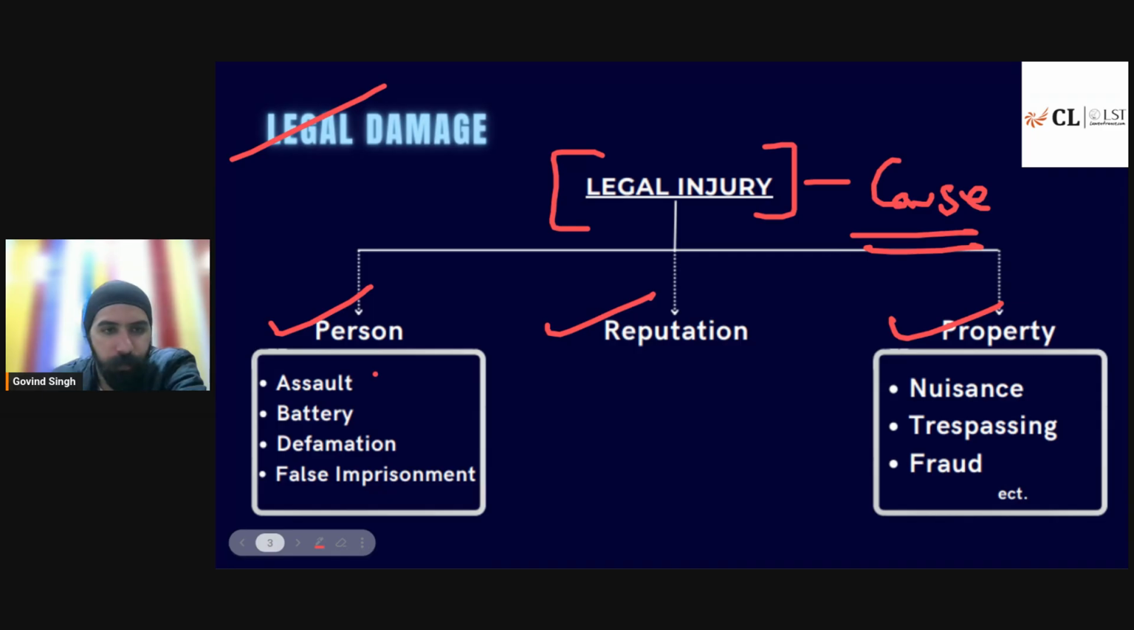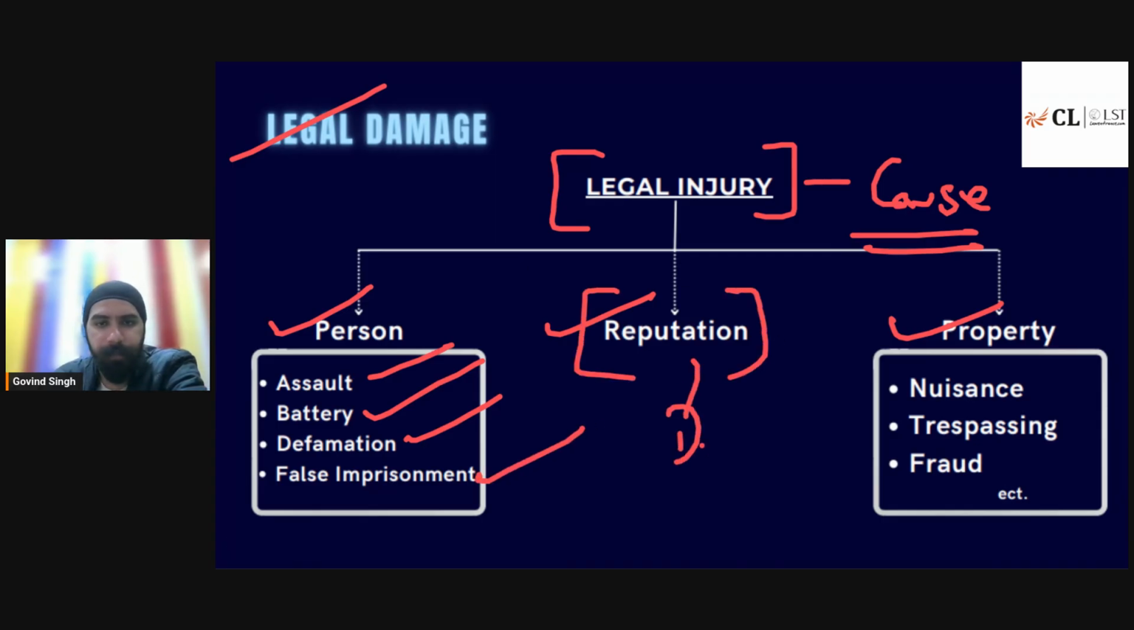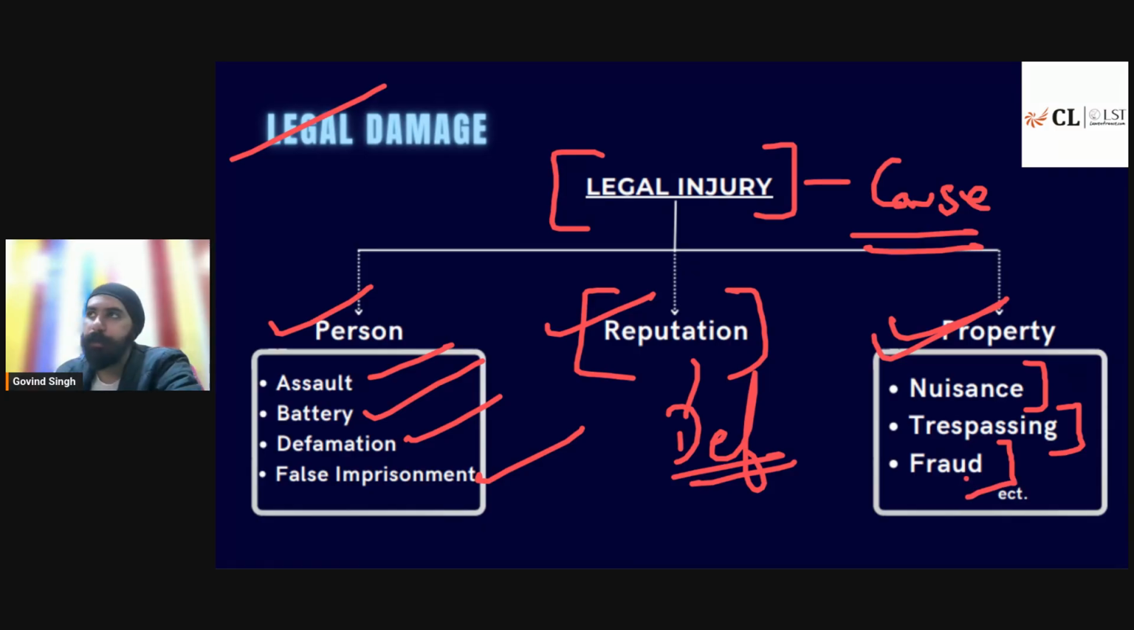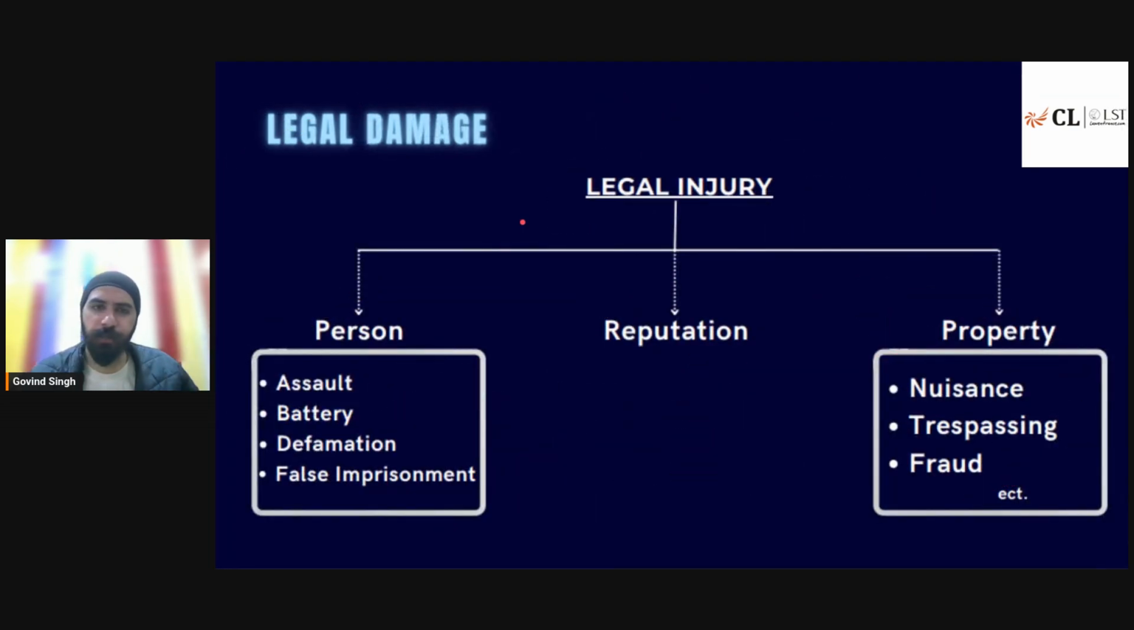It were damage to person in the form of assault or in the form of battery, which is use of physical force, in the form of defamation, in the form of false imprisonment. It could be reputation related, which is again related to defamation, or it could be related to property, such as nuisance, such as trespassing on a property, such as committing a fraud, misrepresentation, multiple other things. So this is how we understand that these are the three important components, and these are the classifications of types of legal injury that can happen.